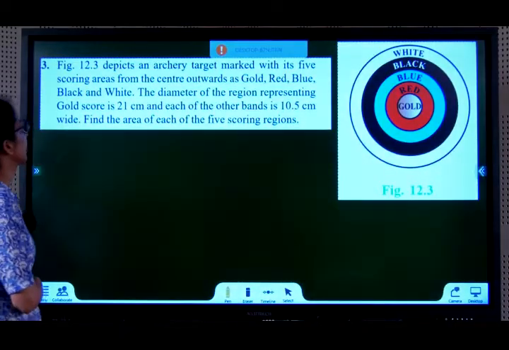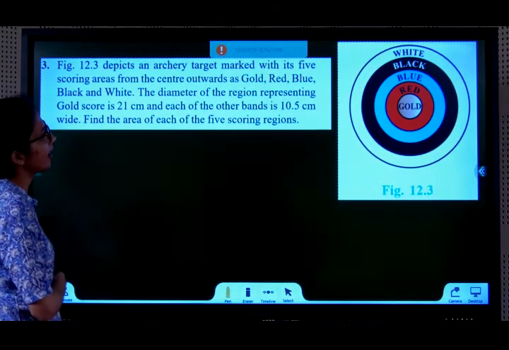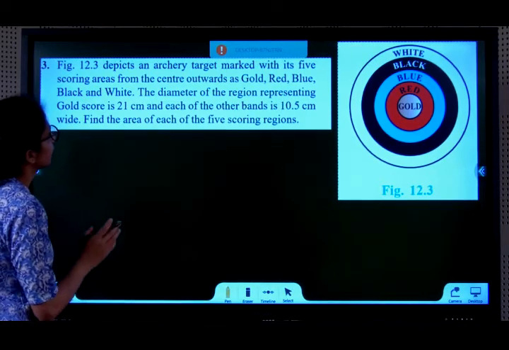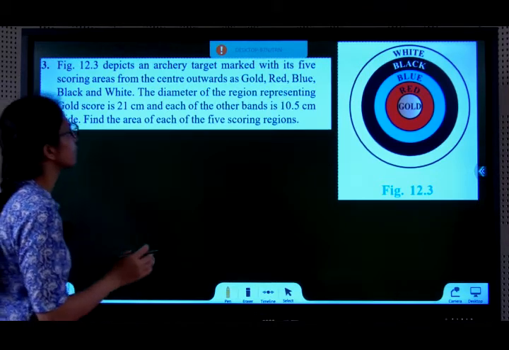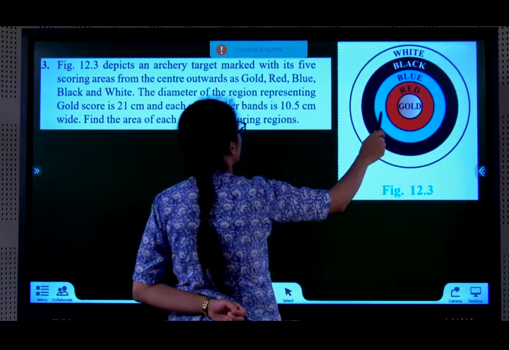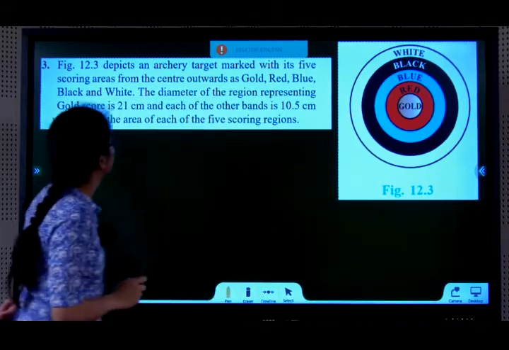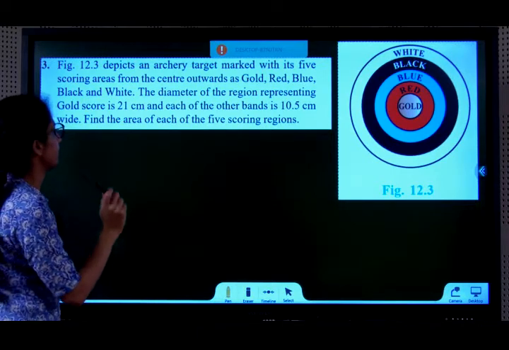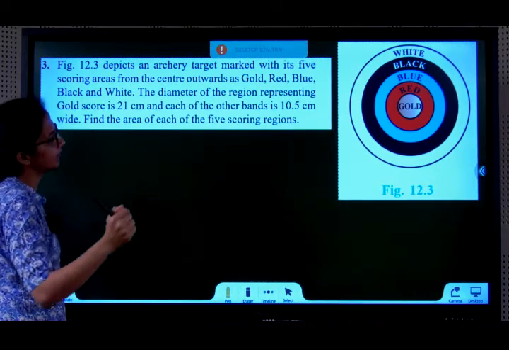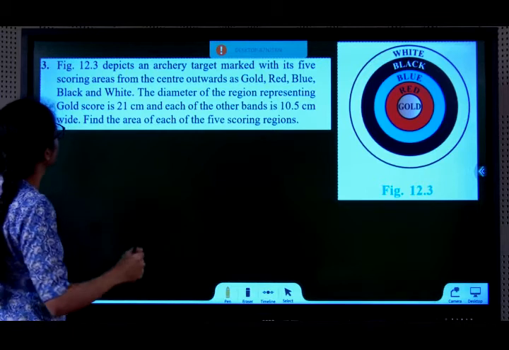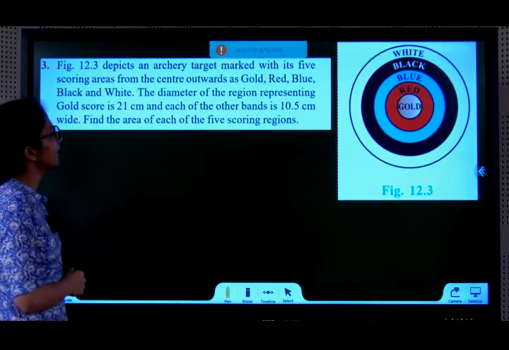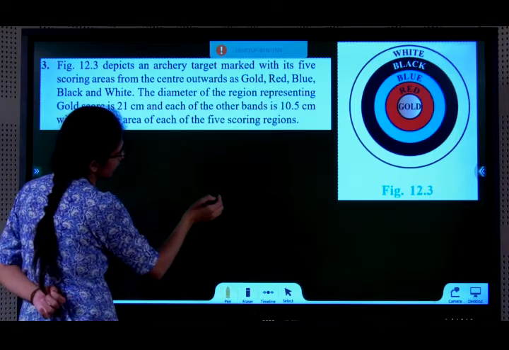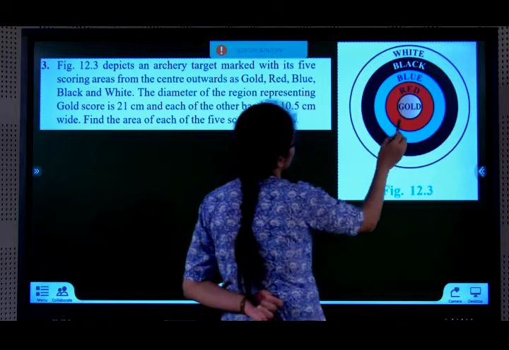Question 3. Figure 12.3 depicts an archery target marked with its 5 scoring areas from the center outwards as gold, red, blue, black and white. The diameter of the region representing gold is 21 centimeters and each of the other bands is 10.5 centimeters wide. Find the area of each of the 5 scoring regions. See, there are how many circles? 1, 2, 3, 4, 5.